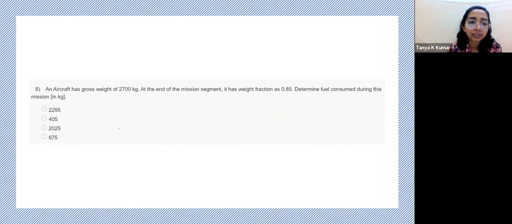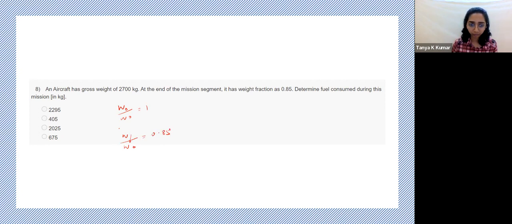Now, an aircraft has a gross weight of 2,700 kgs. At the end of the mission segment, it has a weight fraction of 0.85. Determine the fuel consumed during this mission. How would we do this? I had given a hint in the previous session. The weight fraction at the beginning of the flight is weight initial by weight initial, which is 1. Now after the mission, it is weight final by weight initial, which is given as 0.85.